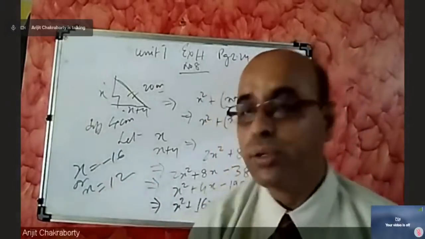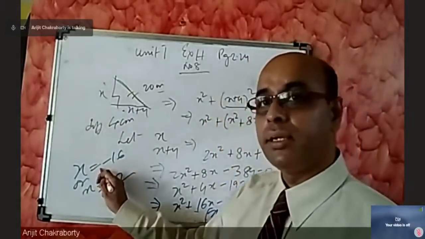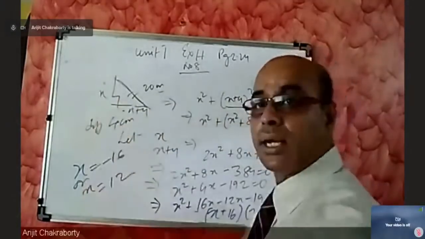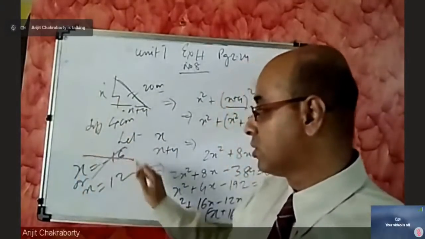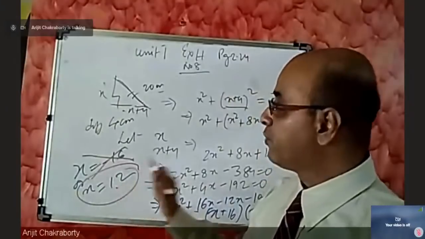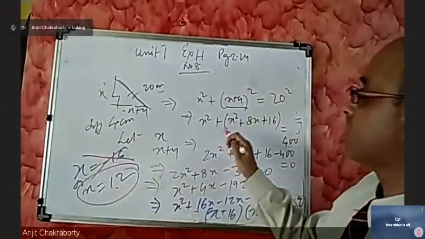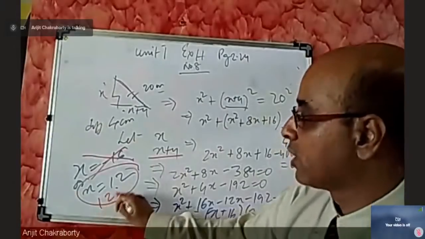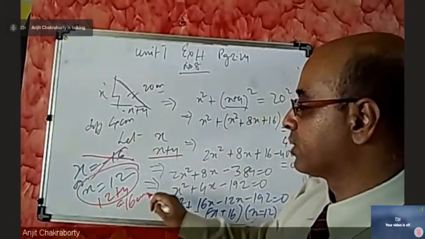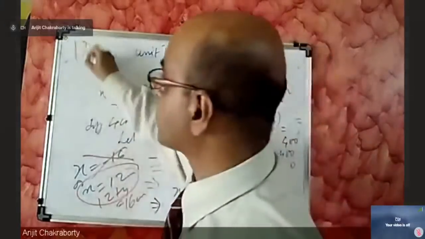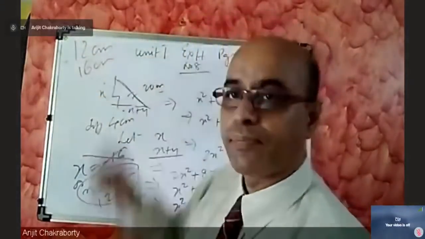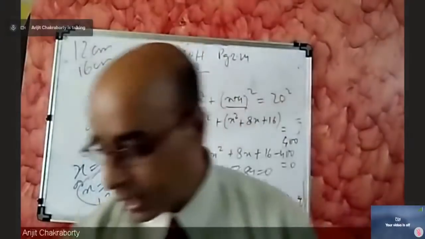My question to all of you: can x be minus 16? Can the side of a triangle be negative? No. So the answer is x is 12. If x is 12, then the other one is x plus 4, that is 12 plus 4, 16 centimeter. So the answer is 12 centimeter and 16 centimeter. I hope this is done and clear.